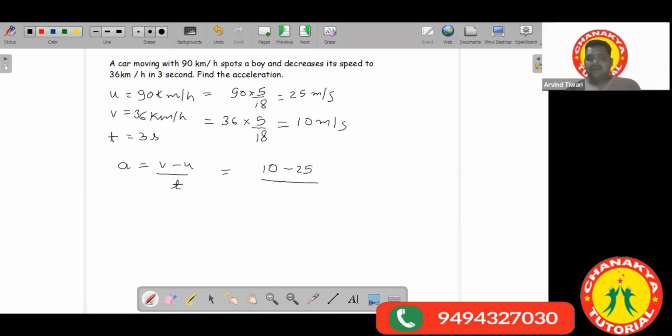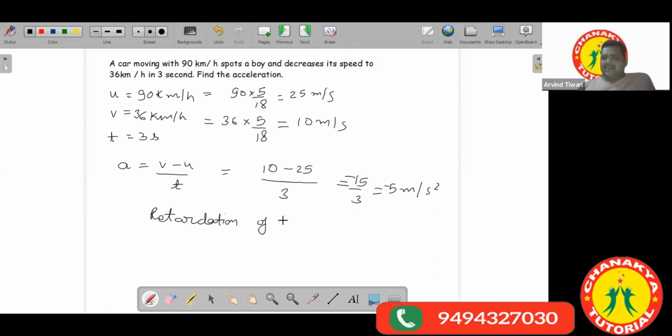So 10 minus 25 over 3 gives minus 15 over 3, which is minus 5 meter per second square. So we also call this retardation. We can say that it has a retardation of 5 meter per second square.